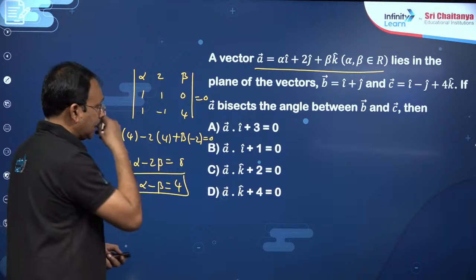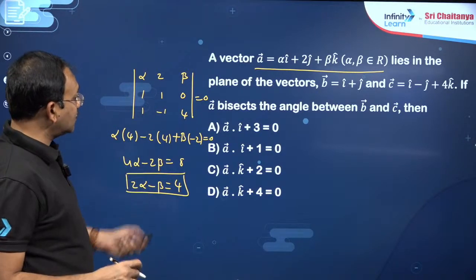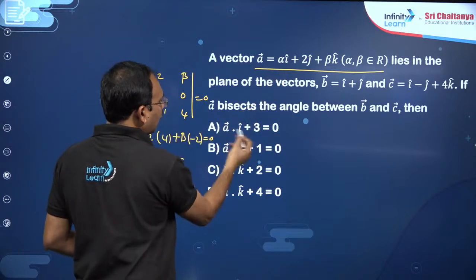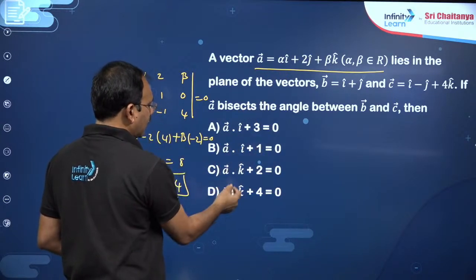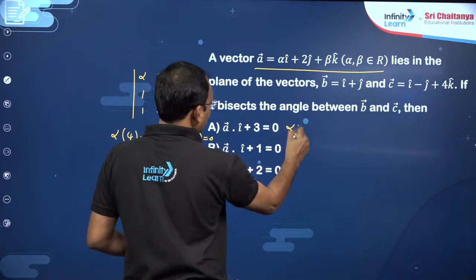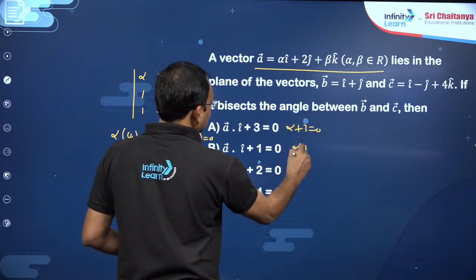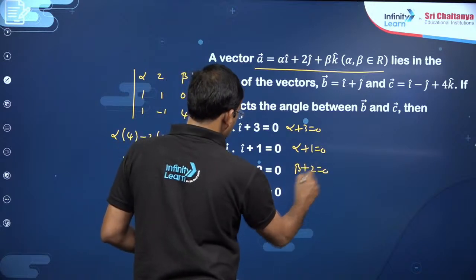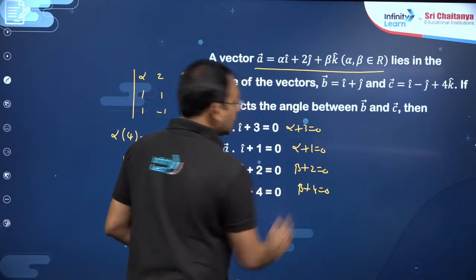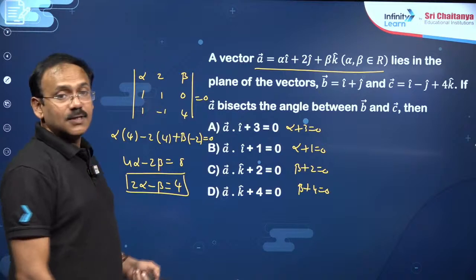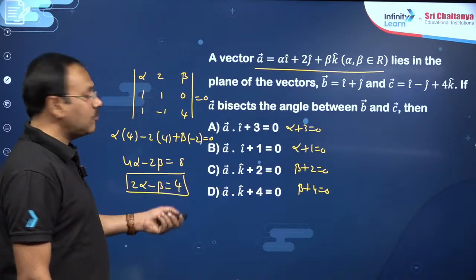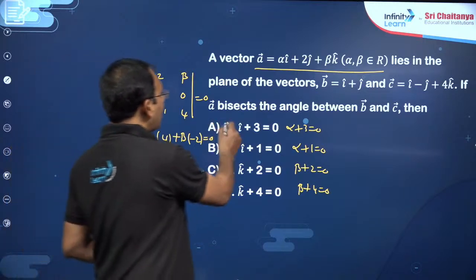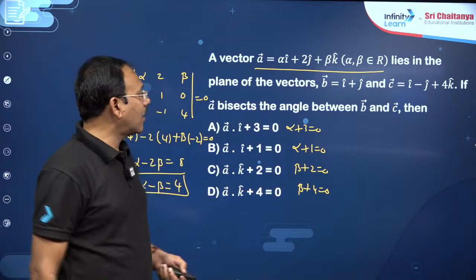This is one relation. Now dear students, you see the options: A bar dot I cap means alpha plus 3 is 0, alpha plus 1 is 0, beta plus 2 is 0, beta plus 4 is 0. He is asking us to find alpha value, beta value separately. That's it. So what more data is given? A bar bisects the angle between B bar and C bar.